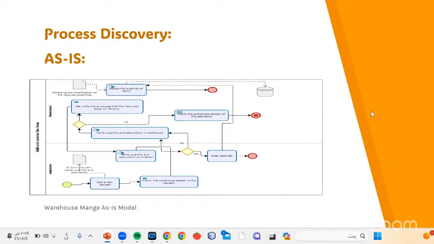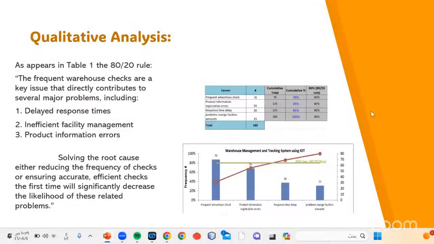If it matches, the keeper updates the database with the new quantity and descriptions manually. If there is a discrepancy, the process reverts to verification. In case the requested item is unavailable, an authorized person is notified.